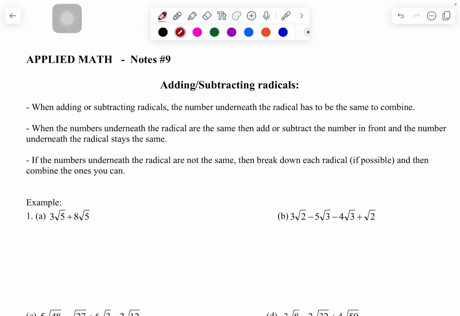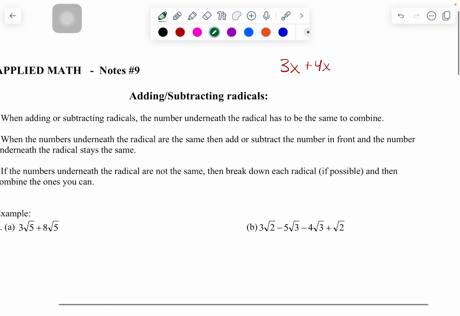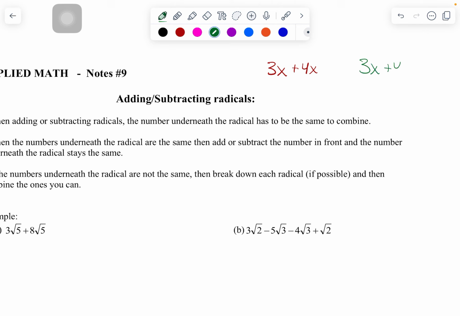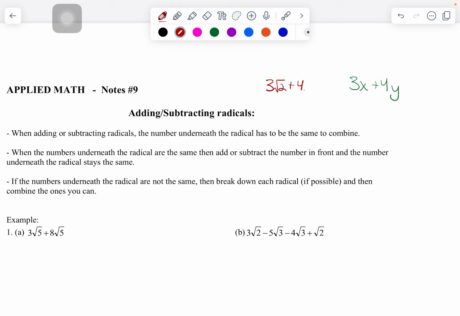So I like to think of this like terms. When you have like terms for polynomials, you can combine things like 3x plus 4x because both of these terms have x's in them. However, you cannot combine 3x plus 4y. When I think about radicals, if I take the x's out of this problem and instead put a root 2 here and a root 2 here, these roots match. So those are like terms.